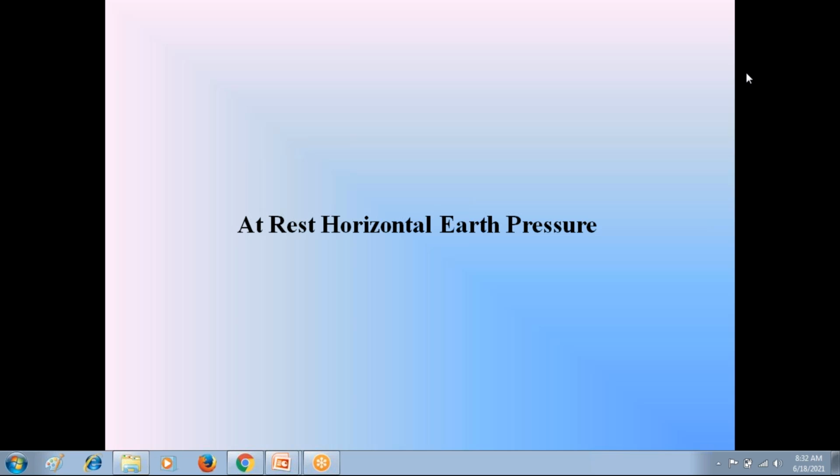We know that the soil supported by the retaining wall is called backfill soil. So the retaining walls are subjected to three types of earth pressures from that backfill soil. First one is at rest horizontal earth pressure. Second one is active horizontal earth pressure. Third one is passive horizontal earth pressure.